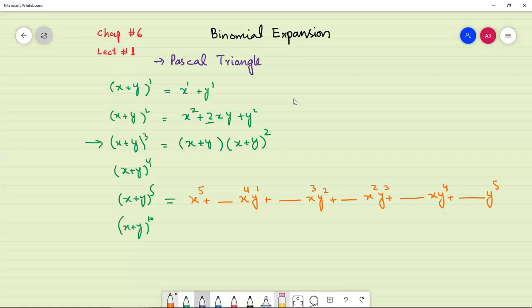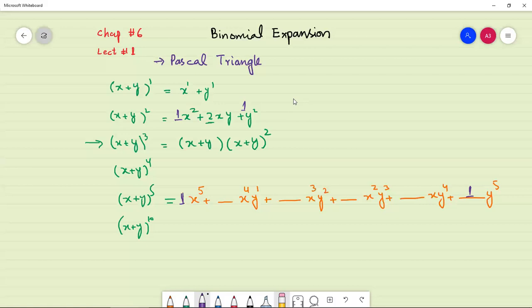Then the other problem was how to find the coefficients of this sequence. The coefficient of the first and last term we always know would be 1. But how can we know the coefficient of the second, third, fourth, and fifth term? For this purpose, Pascal defined a triangle.